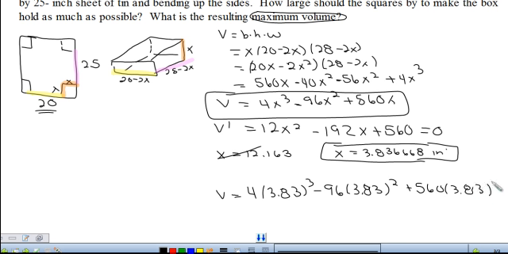Part B says graph the scatter plot and the superimposed regression curve. So they just want you to make sure that the regression curve is correct.